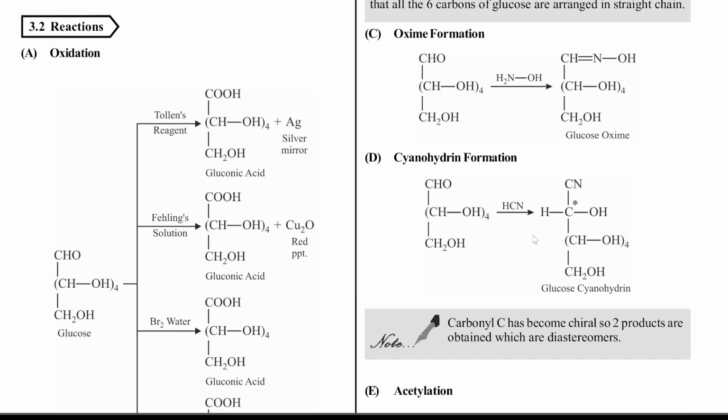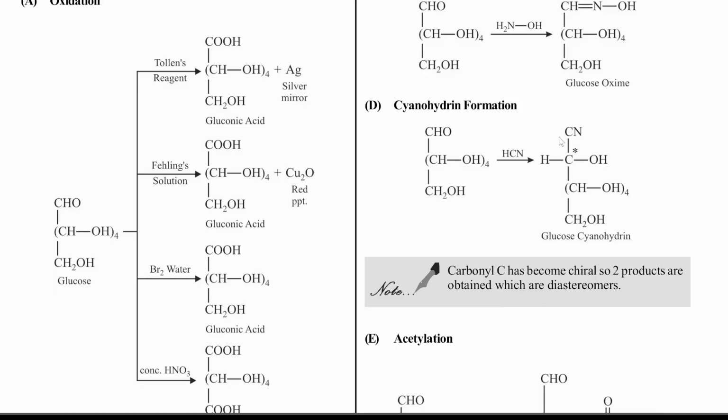Next is cyanohydrin. A similar reaction is given with HCN also, which yields the formation of a chiral carbon, which is optically active. Both of these reactions on the aldehyde group have been covered in the chapter of aldehyde, ketone and carboxylic acid. Now, since this carbon has become chiral, two different products will be formed, which are known as diastereomers.